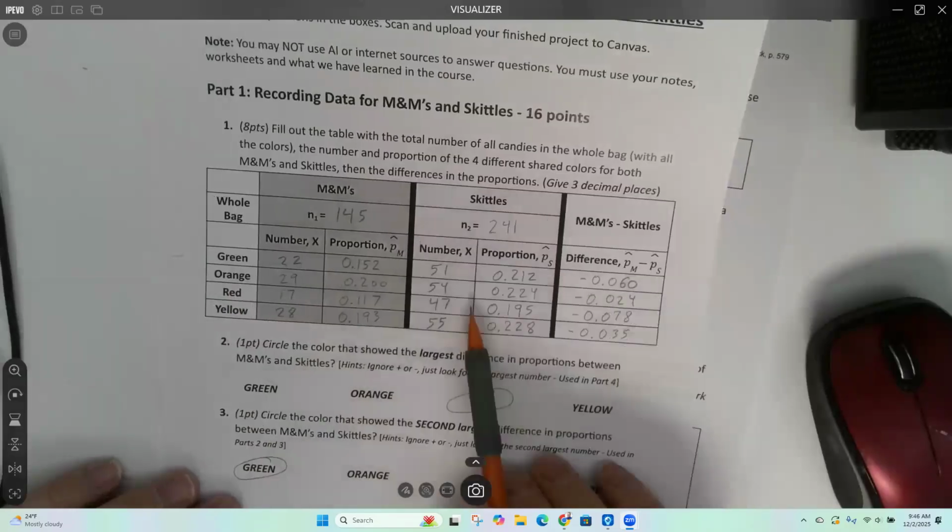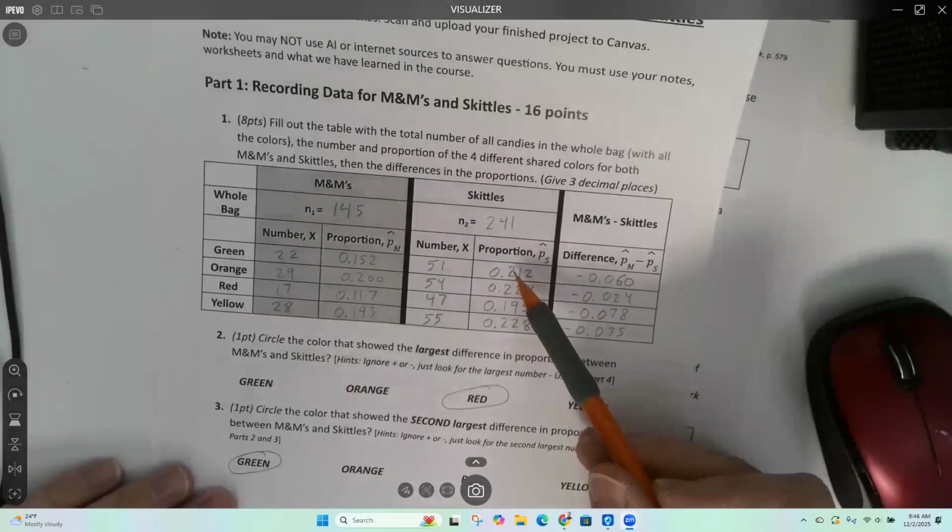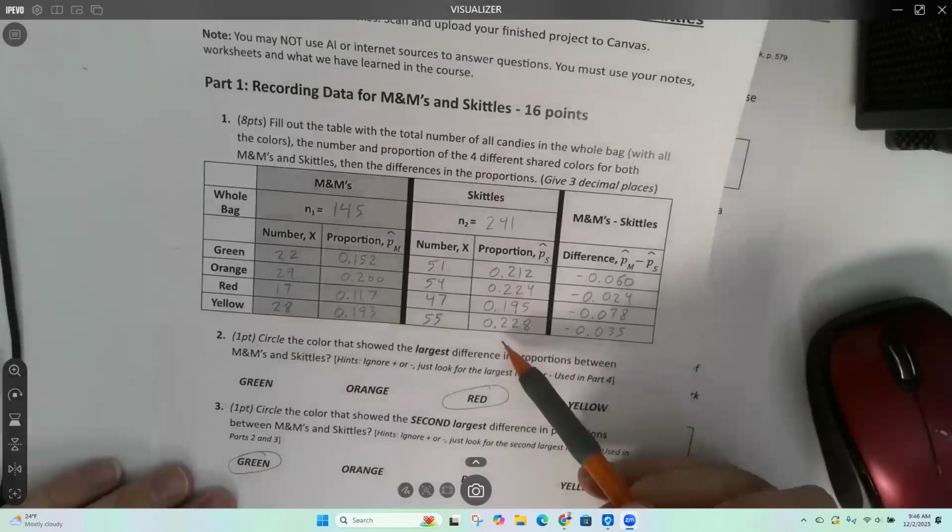Skittles, on the other hand, there's only 5 colors, and so all the proportions are going to be close to 1 out of 5, which is 20%, okay?